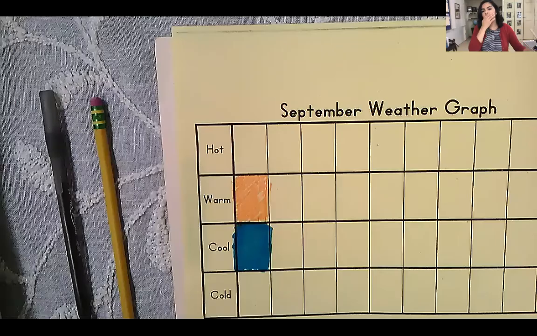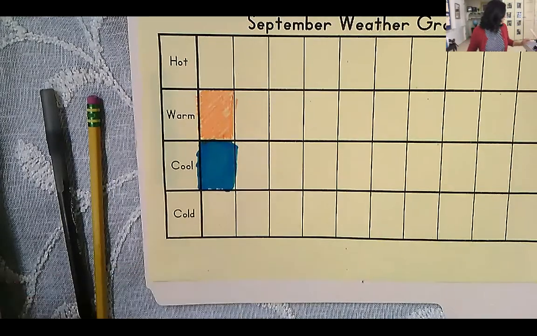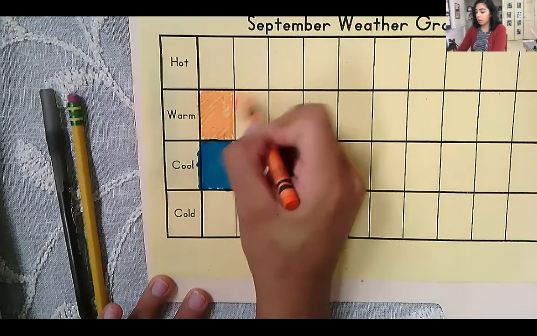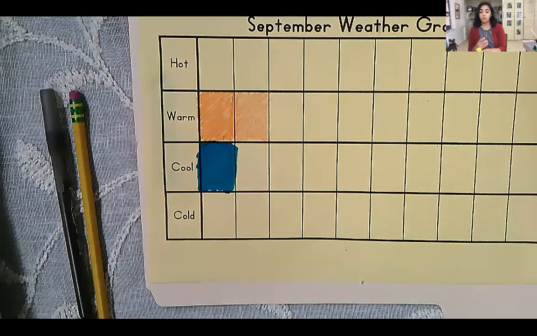Okay, now you need your weather graph. So take that out. It's been pretty warm outside. So we're gonna click warm. Remember, we're using an orange crayon for warm. So make sure to take out your orange crayon. Don't color a different color. Orange crayon. We're gonna color this box. Perfect. Good job. Okay, put it away.